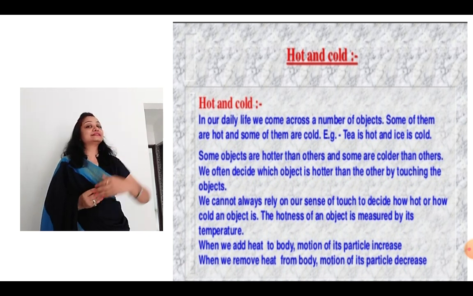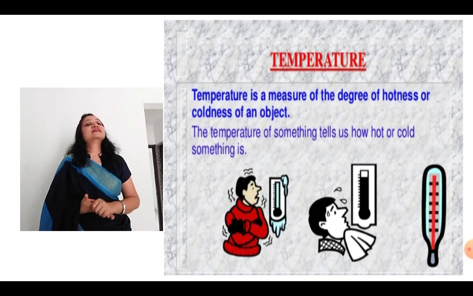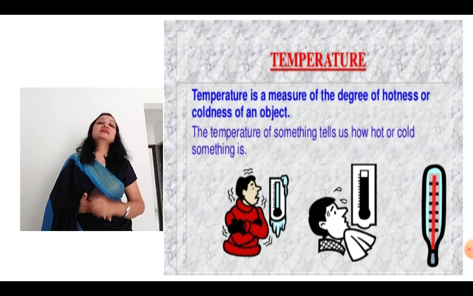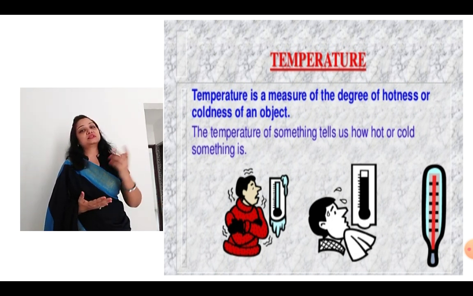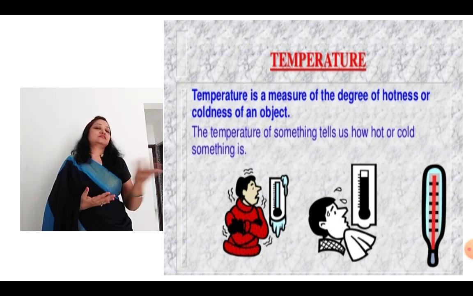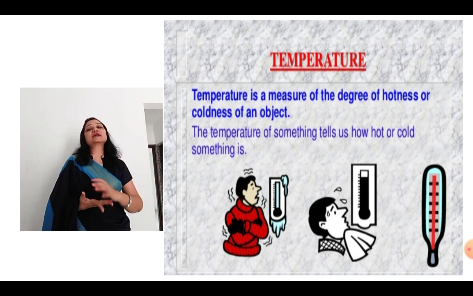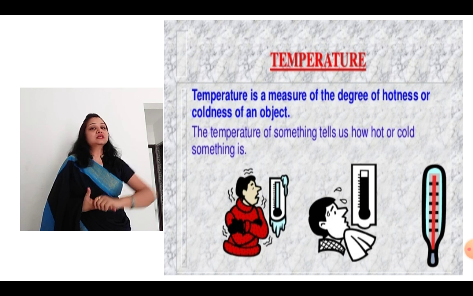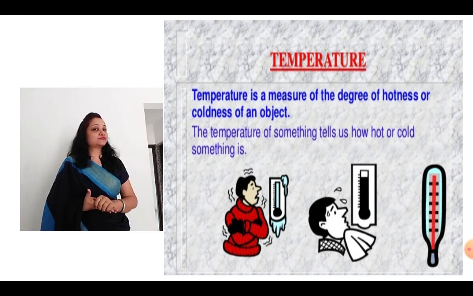Now, the next thing is temperature. You must know what temperature is, right? In the previous class you must have studied. Temperature is the measure of the degree of hotness or coldness, and how we can measure it, that also you know, by thermometer and all, right? So we'll discuss all this in this chapter in detail. Today I am just giving the introduction. So what is temperature? It is something which tells us how hot or cold something is. Okay students? So that was the introduction of this chapter.